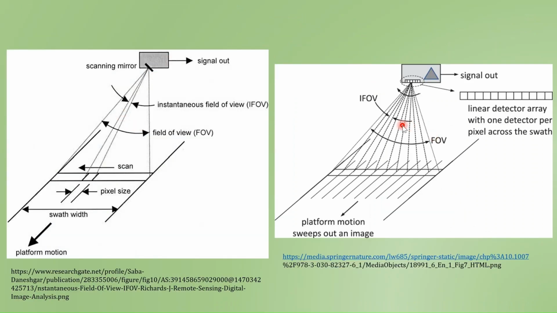Here we can see two examples. This is for whisk broom scanning and this is for push broom scanning. If you remember, whisk broom scanning is the case where we have a scanning mirror which rotates to and fro to capture the data across the track. The angular displacement through which this scanning mirror rotates to and fro is referred to as the field of view, and with respect to this field of view, the distance covered on the ground is referred to as the swath width.